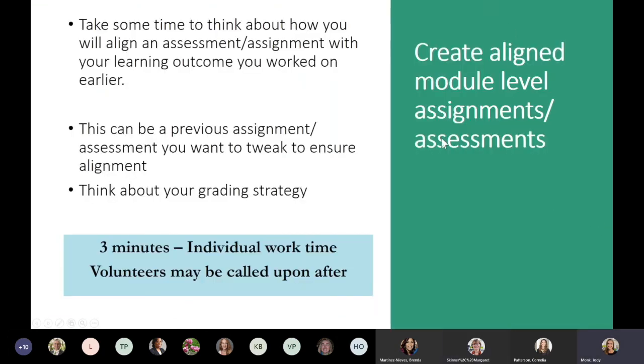So we're going to ask you to create some aligned module level assignments and assessments at this point. You've hopefully made your module level learning outcomes for one or two modules. Now take some time to think about how you'll align just those module level assessments. Maybe you've taught this course before and you have your summative assessments and you want to work those in as well, or you're one of the people who's scaffolded those bigger assessments into smaller pieces as part of your modules. Either way, really take a close look at that alignment and consider your grading strategy.